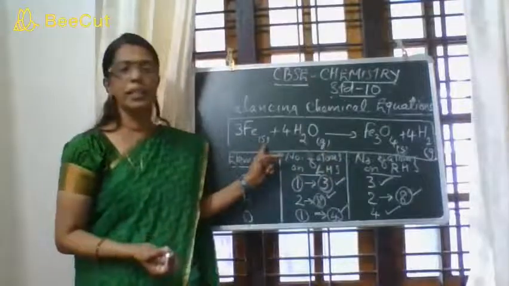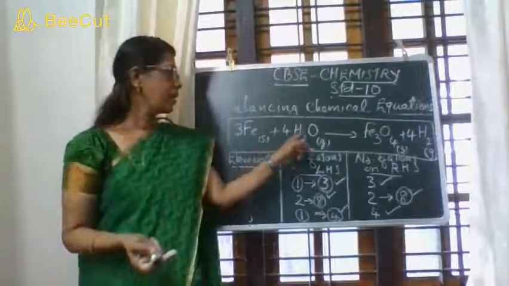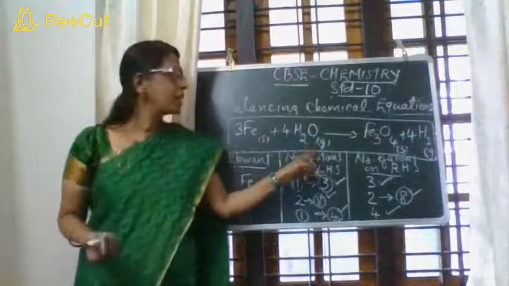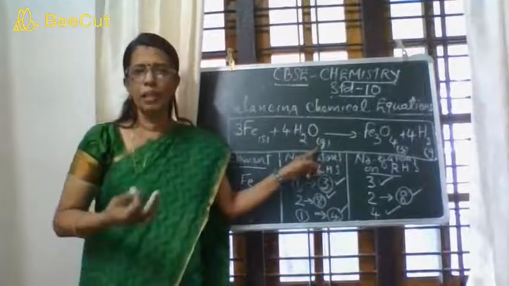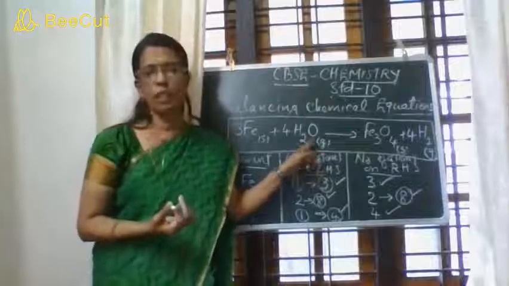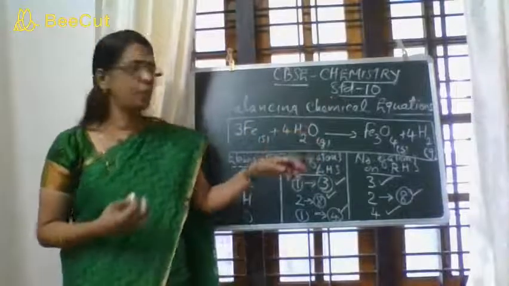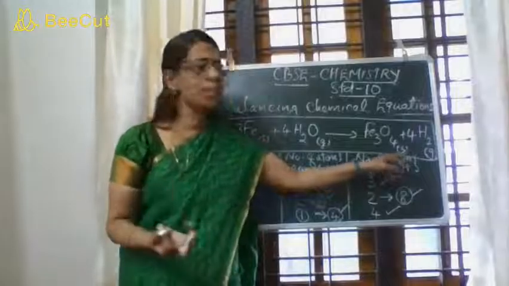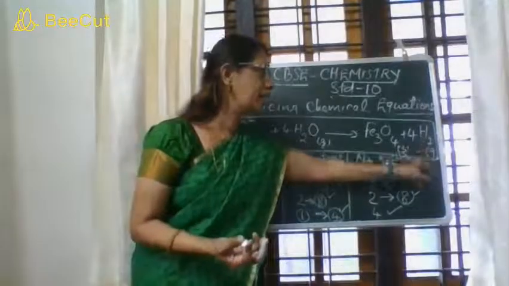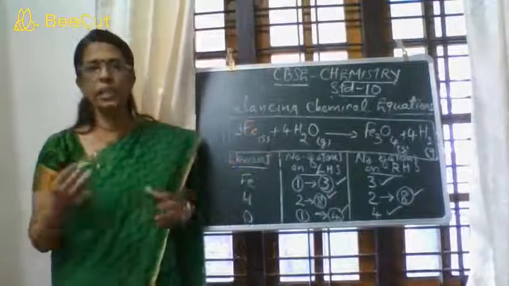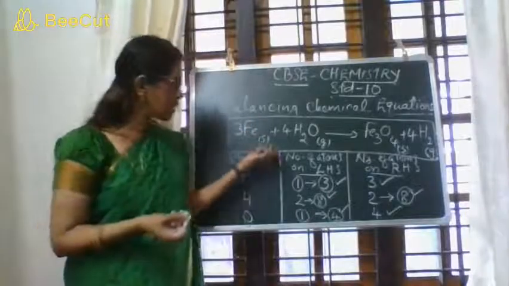That is, here solid: iron is in the solid state. Water is in the gaseous state, that is, steam is used here. Water can be in the form of steam also. Here, the gaseous state of water. Iron reacts with the steam. That is the meaning. Gas. Then Fe3O4, that is also in the solid state. That is solid. Here, hydrogen is in the gaseous state. So all the physical states of the reactants and products are written as a subscript below.